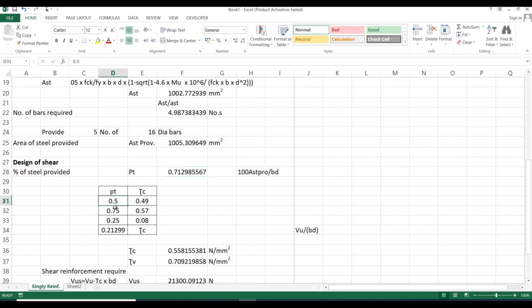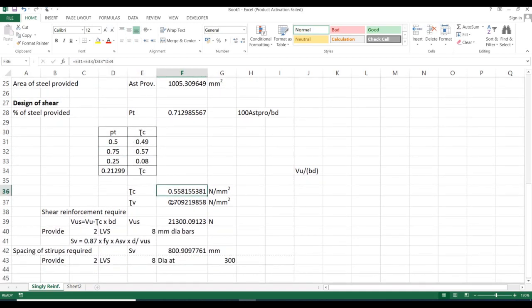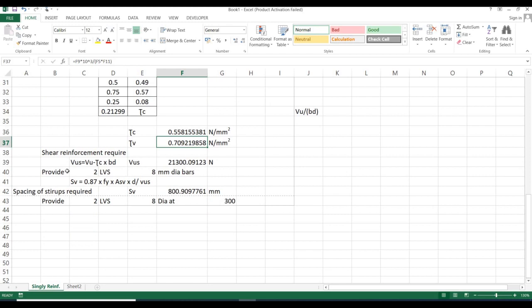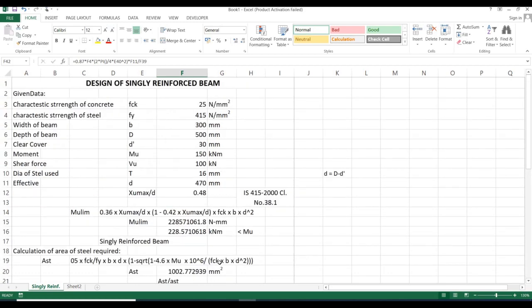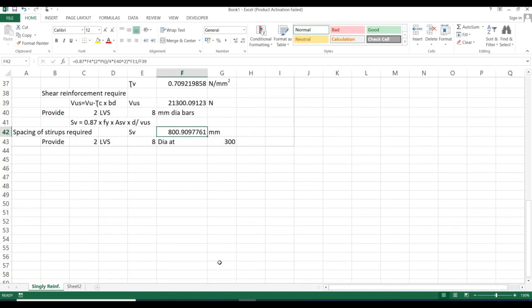So from PT to here you just change the values here, so that it will automatically calculate the tau c, and then it will calculate the tau v. Automatically it will be calculated, and then you check whether the shear reinforcement is required or not. Like this it can be easily calculated. Yes, so this is how you can easily calculate.